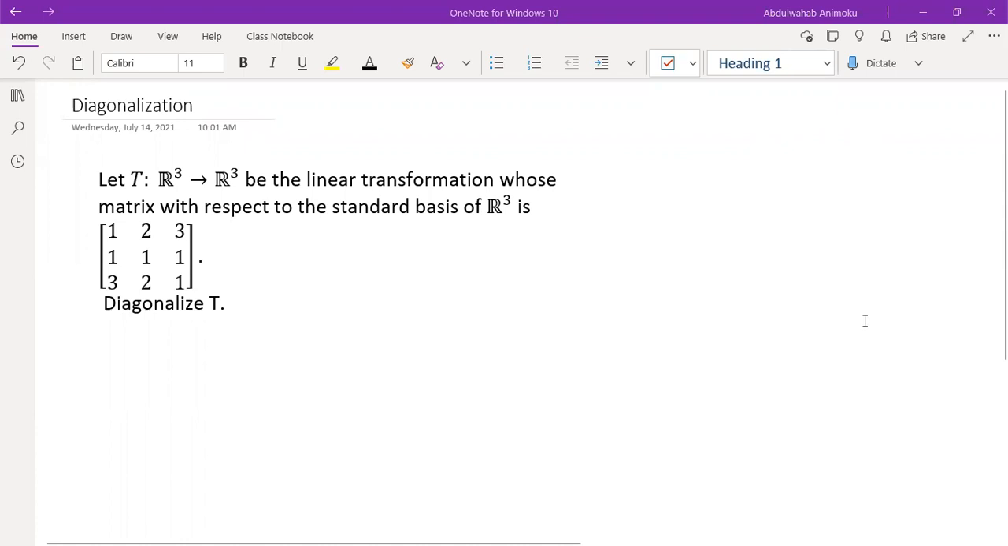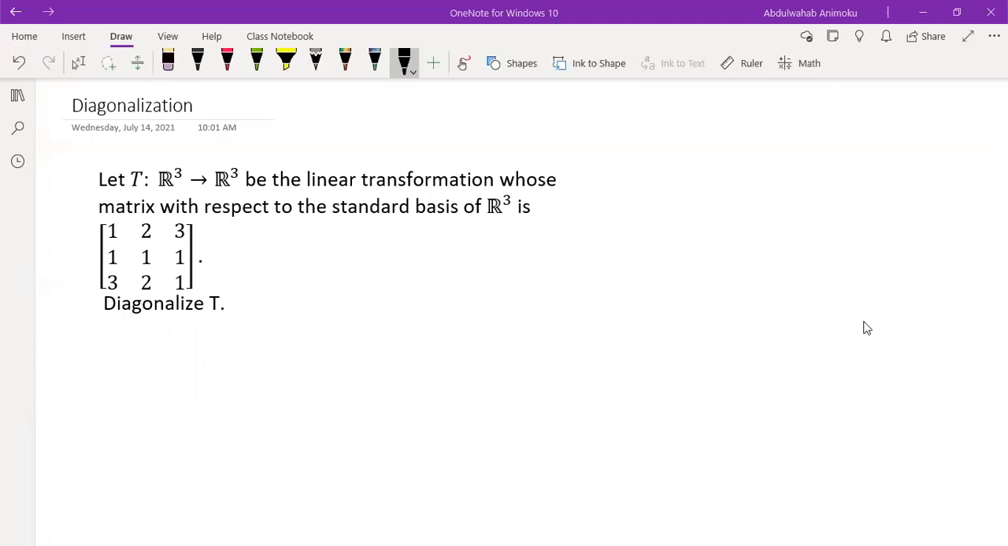In today's video, we're going to look at how to diagonalize a linear transformation. So let's just get started with the problem. In this problem, we know that the transformation is from R cubed to R cubed. And then we are already given the matrix of transformation relative to the standard basis for R cubed.